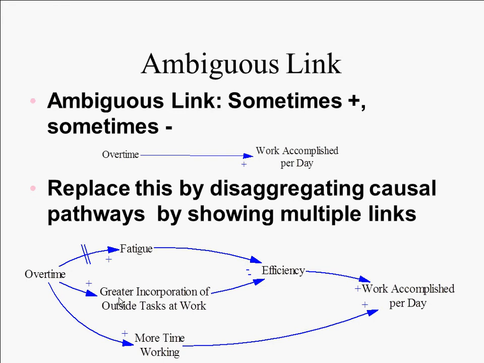On the other hand, overtime does lead to more time working, and those more hours, all other things being equal, by itself that pathway tends to lead to more work accomplished. So you have these multiple types of effect. You'll notice that there's a double hash here. We use that to indicate a delay, a situation where there's a delay in place between overtime and fatigue. And this is a well-known fact. Fatigue takes time to build up. And actually, there are some very nice system dynamics models showing this.